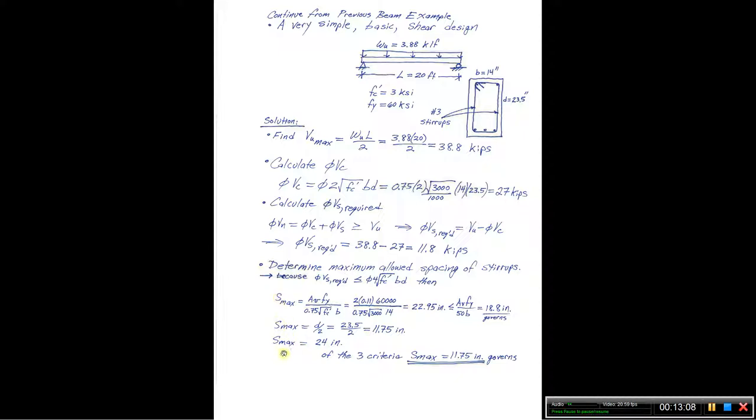If you go through these calculations, and you can see that I've done them here, you will find that this is the one that governs out of these two, but overall, out of these three criteria, this one is the smallest. And so S max of 11.75 inches governs. We can use certainly a spacing that is smaller than 11.75 inches, but we can't space our stirrups greater than 11.75 inches according to these code requirements.